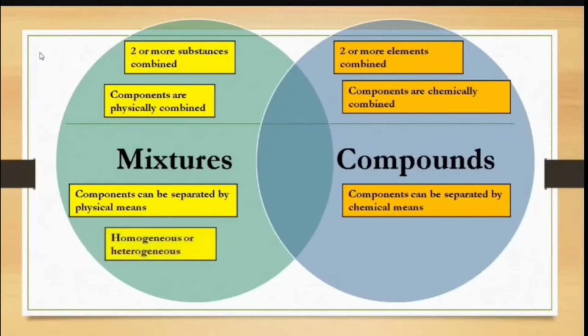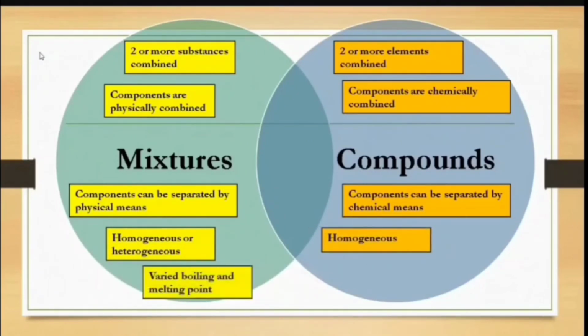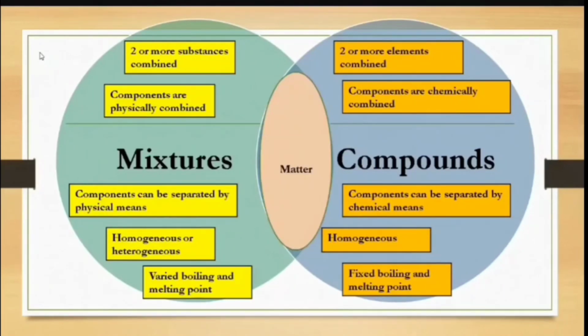Mixtures can either be homogeneous or heterogeneous. Compounds are always homogeneous. Mixtures have varied or changing boiling and melting point, while compounds have fixed boiling point and melting point. For their similarities, mixtures and compounds are both matter. They occupy space and has mass.